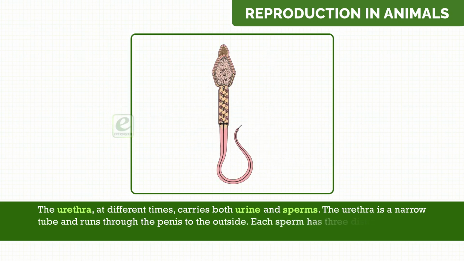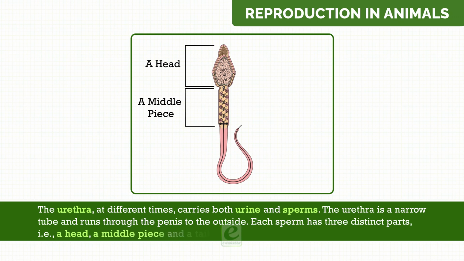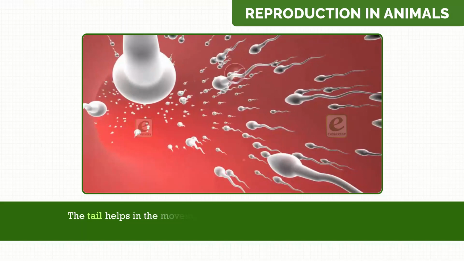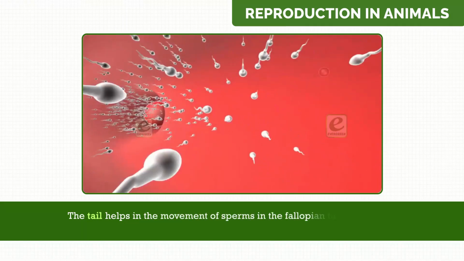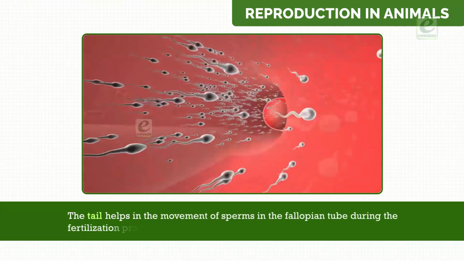Each sperm has three distinct parts, that is, a head, a middle piece, and a tail. The tail helps in the movement of sperms in the fallopian tube during the fertilization process.